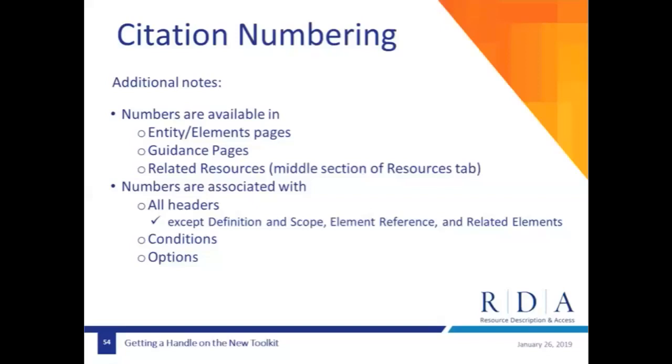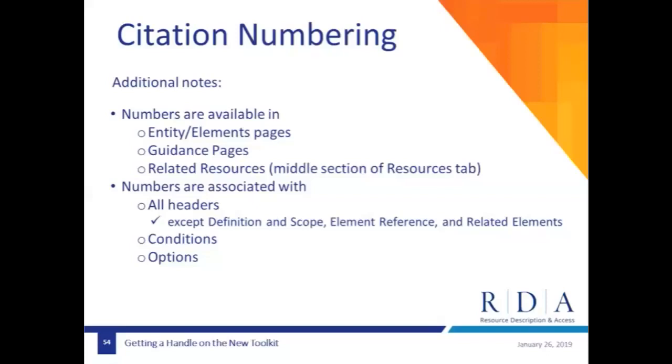There will be numbers. So the numbers aren't just to the top of those pages. The citation numbers are obviously to discrete sections of the text on each page. And the basic approach that we've taken for this initial numbering of the text is to put numbers in at all points where there are headers, and also to put citation numbers for all condition statements and all option statements.